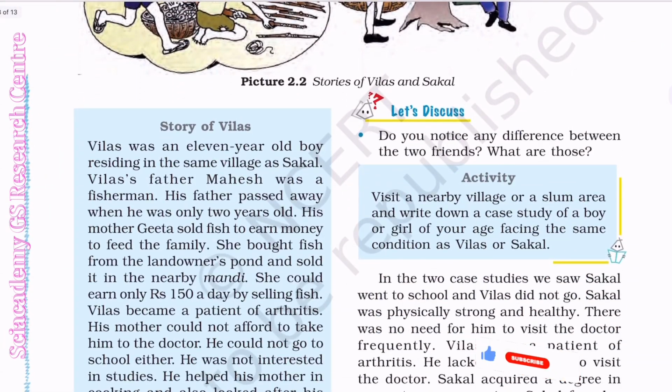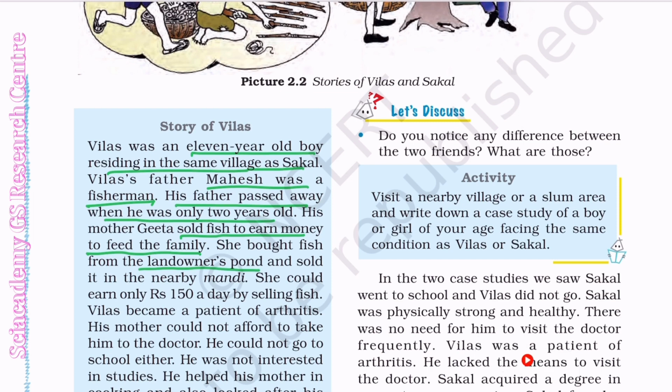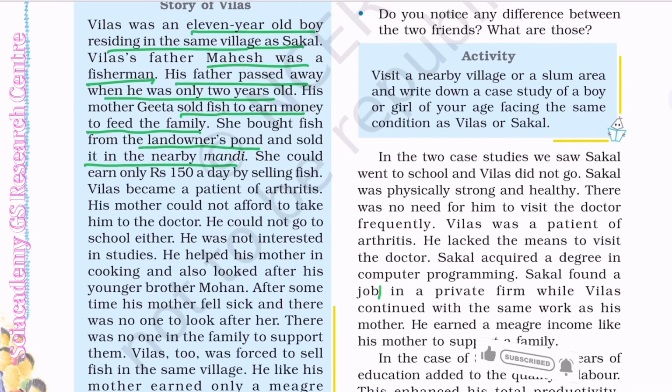The story of Vilas. Vilas was an 11-year-old boy residing in the same village as Sakal. Vilas' father Mahesh was a fisherman. His father passed away when he was only 2 years old. His mother Geeta sold fish to earn money to feed the family. She bought fish from the landowner's pond and sold it in the nearby mandi. She could earn only rupees 150 a day by selling fish.